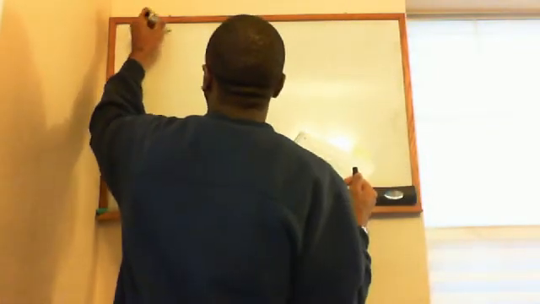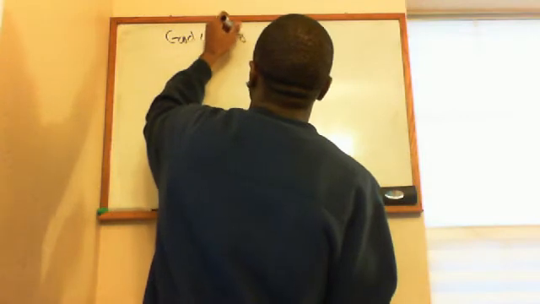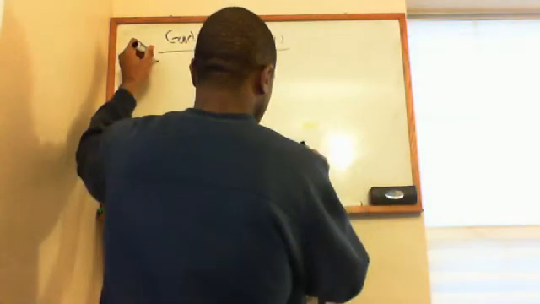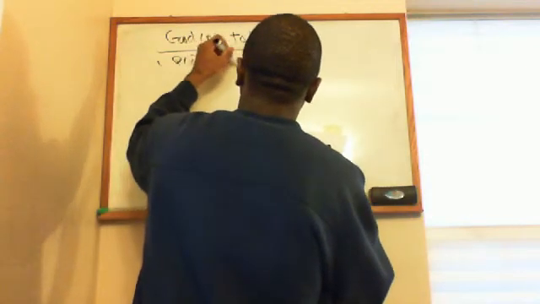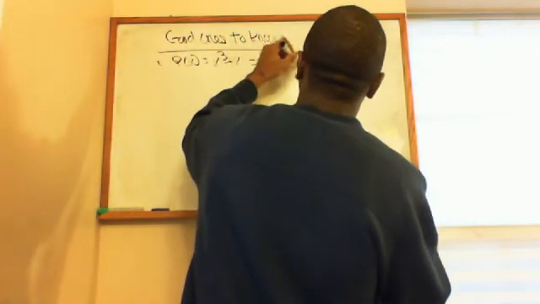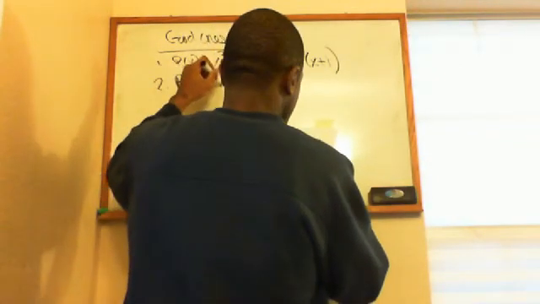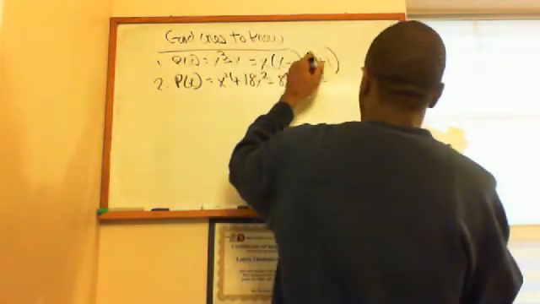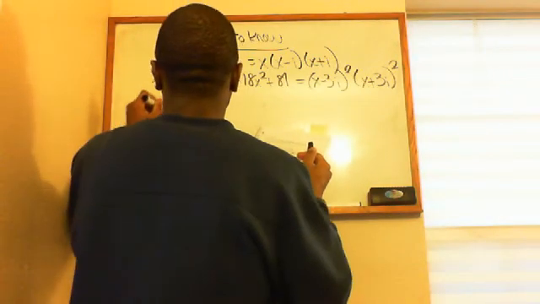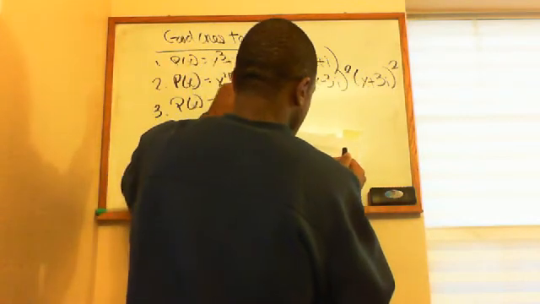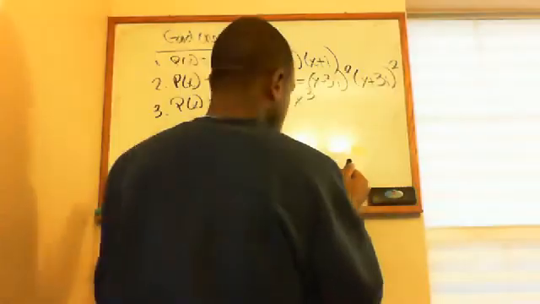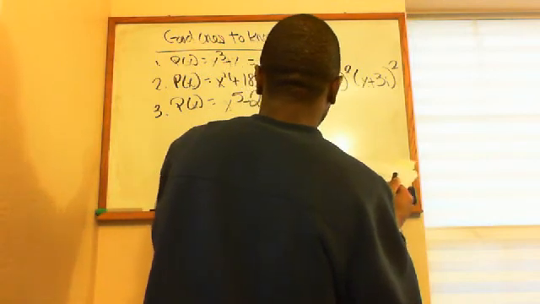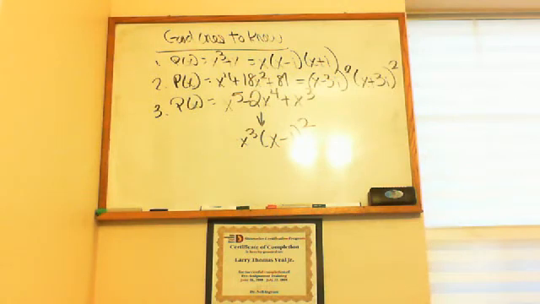Good ones to know. Key terms and good factorizations to know. One is P of x equals x cubed plus x. This factors into x times x minus i, x plus i. Secondarily, P of x equals x to the 4th plus 18x squared plus 81, which turns into x minus 3i squared, x plus 3i squared. And then thirdly, P of x equals x to the 5th minus 2x to the 4th plus x cubed. That one is going to be x cubed times x minus 1 squared. Those are the key factorizations that you need to know.